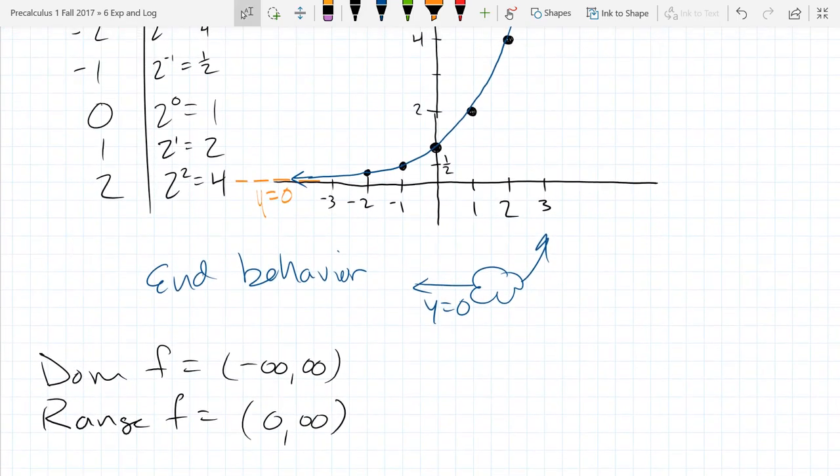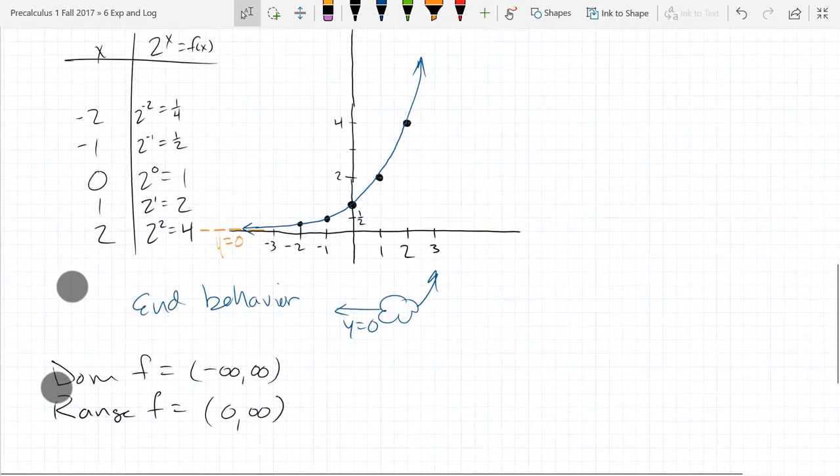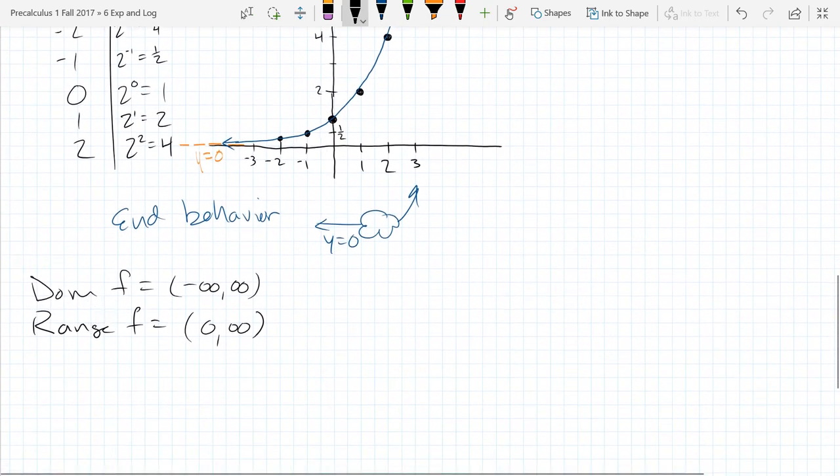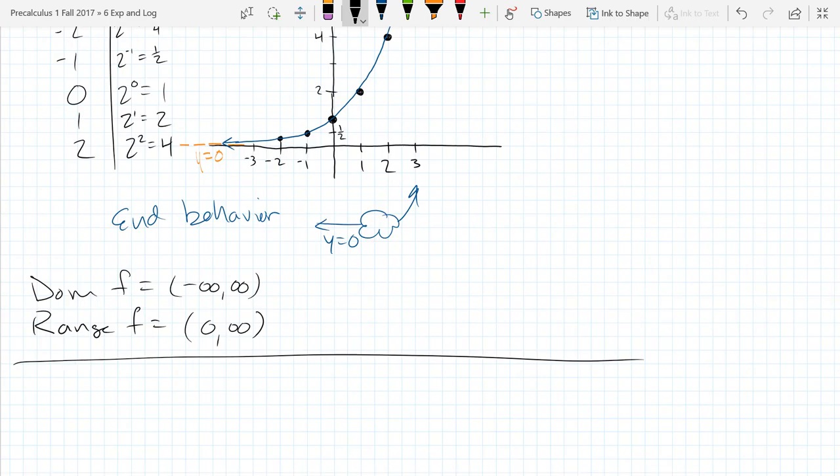Do we ever hit 0? No. We never hit 0. We keep going to the left, we get close, but we'll never actually hit 0. So we have open at 0. So there was our big base example. We'll do our next example graph on small base.